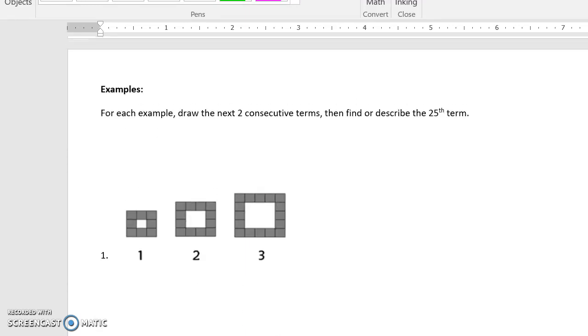So I want you to draw the next 2 consecutive terms, consecutive meaning one after the other. So draw the next 2 terms, so draw the 4th term and the 5th term. And then I want you to think about describing the 25th term.